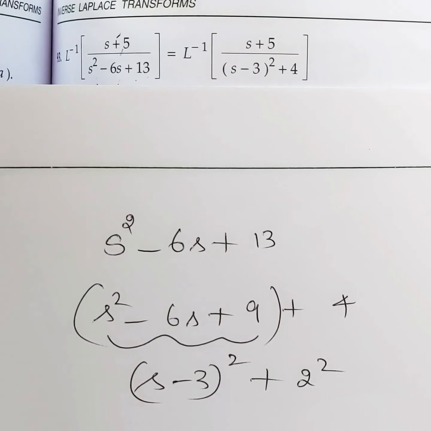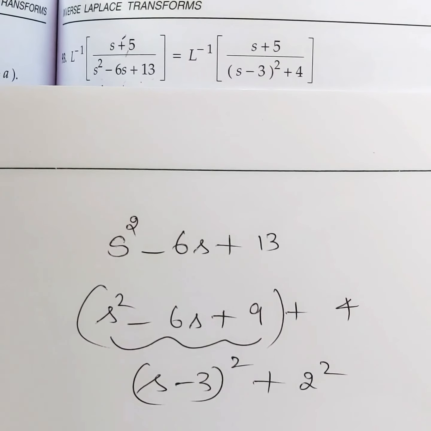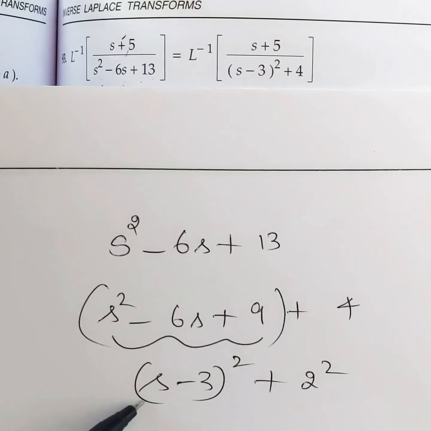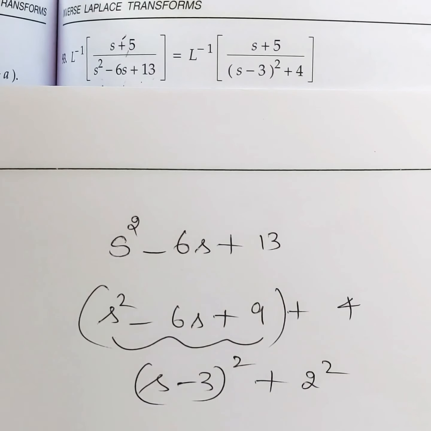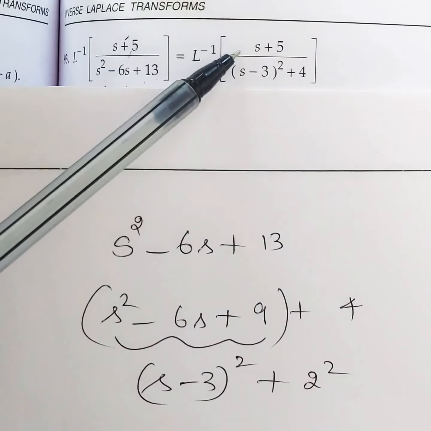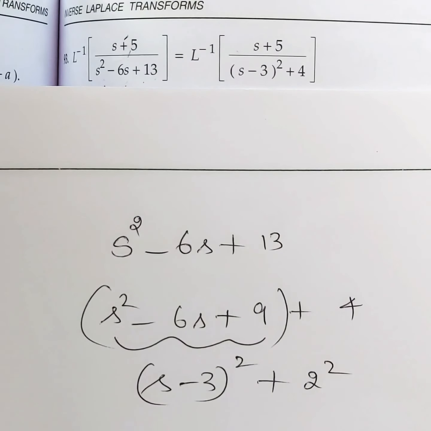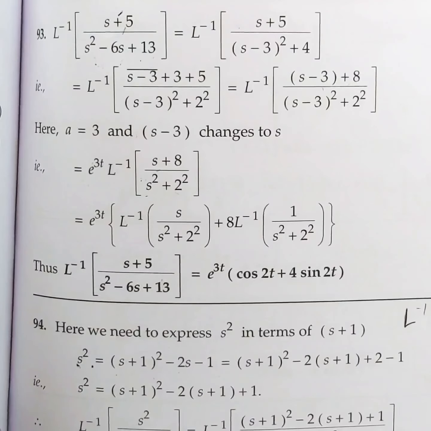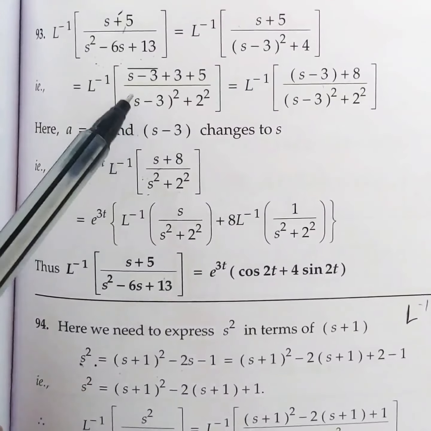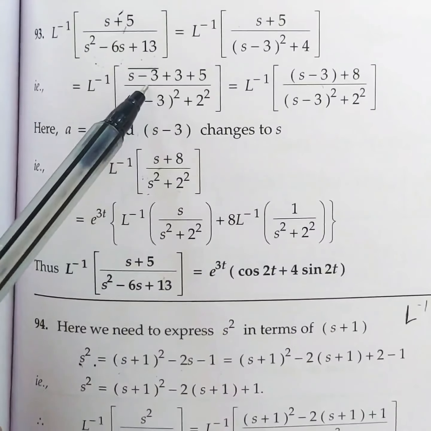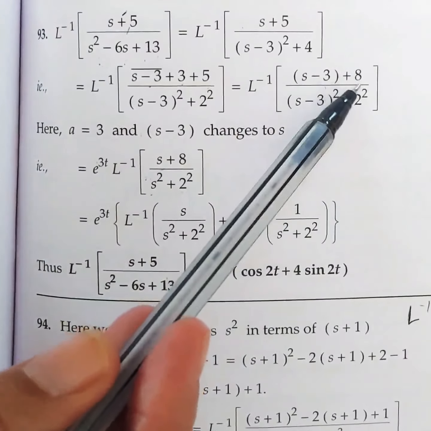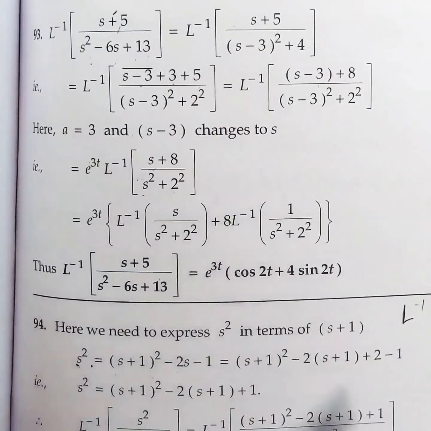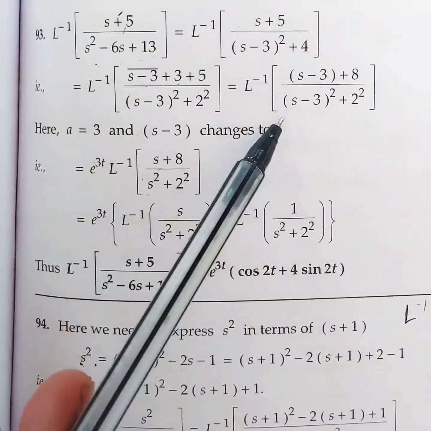Right, now the denominator is in the formula format, and I want numerator also in terms of s minus 3. Then in that case I can shift back from s minus 3 to s, and then I can apply my Laplace inverse transform. Correct? So what is there in the numerator? S plus 5. How to split that? S plus 5, what I will do? Minus 3 plus 3. So I will group this minus 3 along with s. S minus 3 plus 3 plus 5 will become 8. Now see the problem. It's completely in terms of s minus 3. The numerator as well as the denominator.